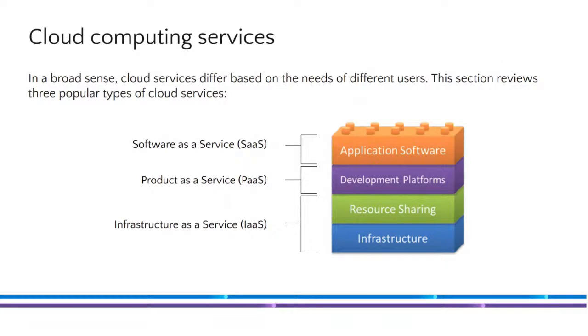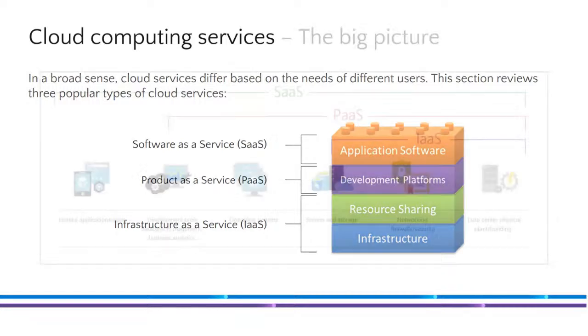Now, when we say cloud computing services, in a broader sense, cloud services differ based on the need of the different user. The section reviewed three popular types: software as a service, platform as a service, which includes a development platform, and infrastructure as a service, which includes resource sharing and infrastructure. Now, when I say application software, it focuses mainly on how you can use software as a service. You don't need to buy that particular product. You just use the services, in terms of an API, or directly go to that particular website. So all the things are on the web or in the cloud. You don't need to install anything basically.